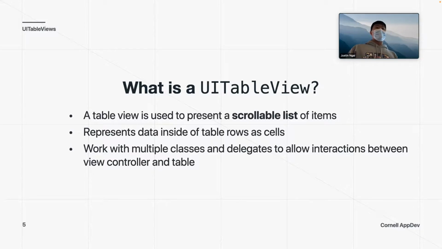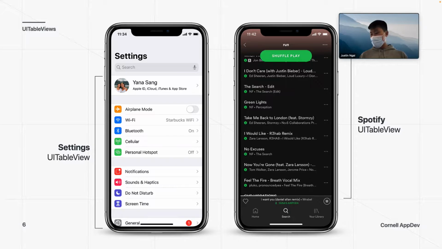You can relate the idea to, say, a Microsoft Word table or a Google Docs table. You have some type of header, and then you have a bunch of rows. In each row, you put some data in it. And you can scroll up and down, and it displays more or less data. So that's basically what a UI table view is. Let's see a quick example.